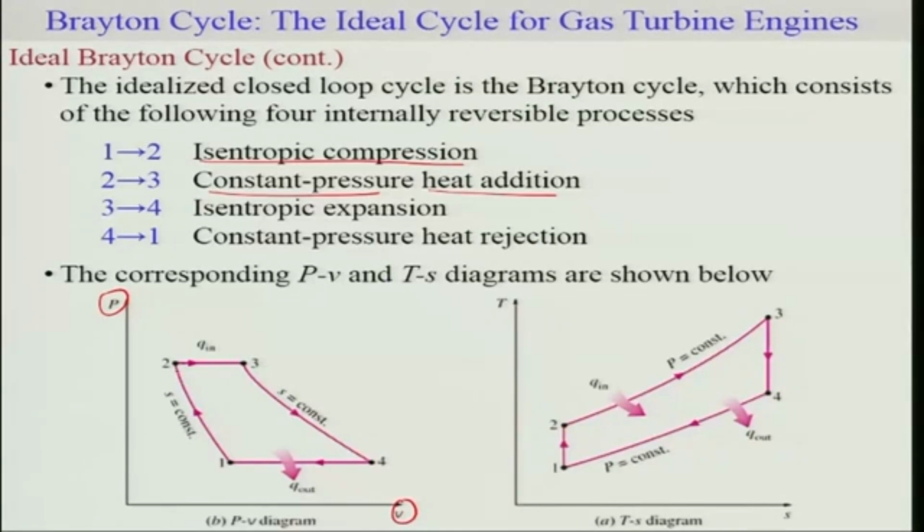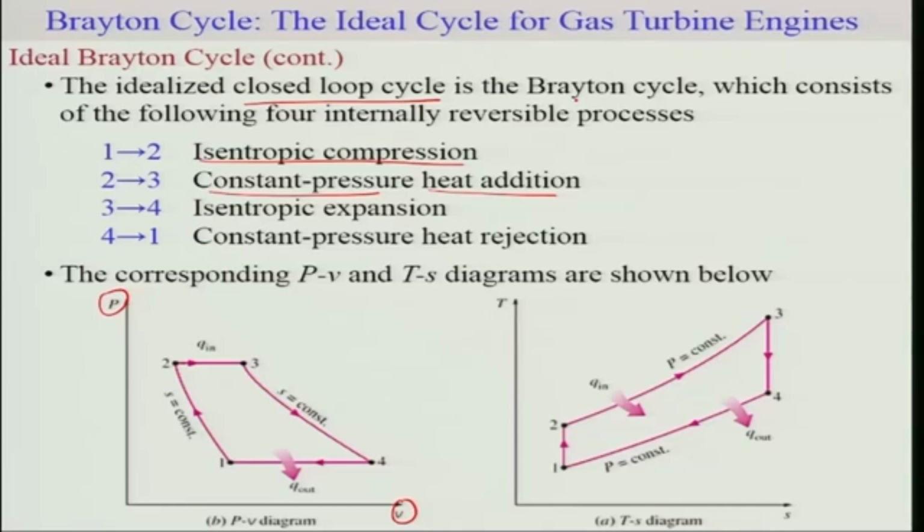Earlier, in the Otto cycle, both processes 2 to 3 and 4 to 1 were at constant volume, whereas in the diesel cycle, one of the processes was at constant pressure and the other at constant volume, and in the Brayton cycle the heat addition is completely at constant pressure.